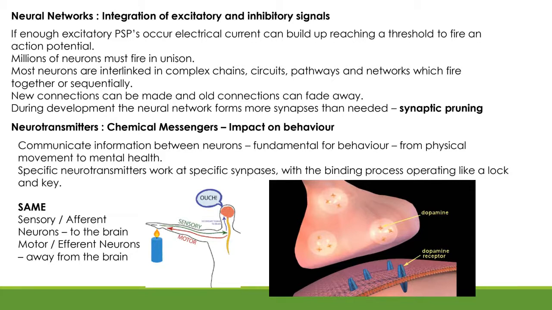So neurotransmitters basically are chemical messengers that impact on behavior. And we'll hear about some of the names of these, which you've probably heard of, shortly. Neurotransmitters are those little things that communicate between the neurons, and they're fundamental for behavior, from physical behavior, movement, to our mental health. They work to influence our behavior and what happens. Specific neurotransmitters work at specific synapses, so they don't all work on the same lock and key. They look for the one that they need, and then they bind onto it like a lock and key.